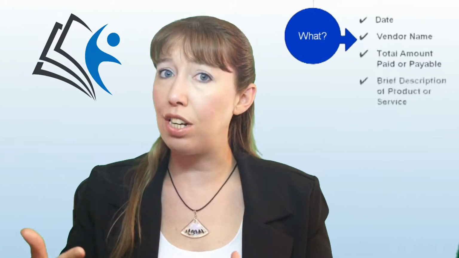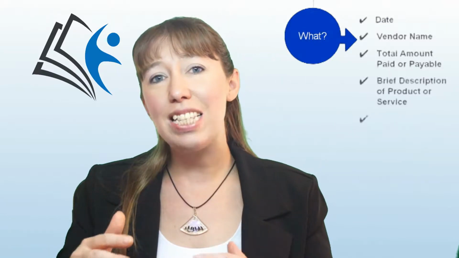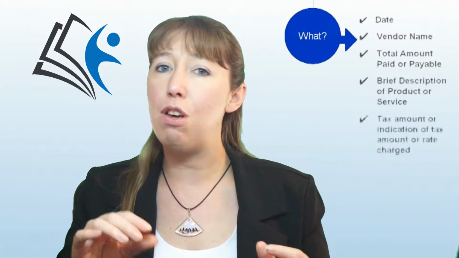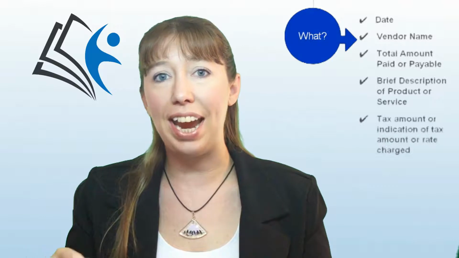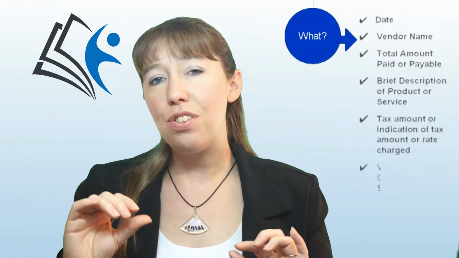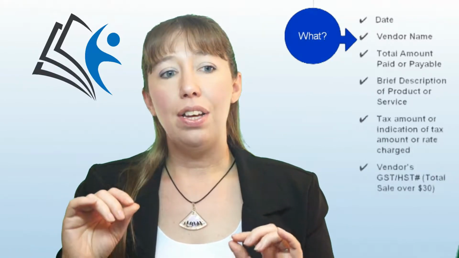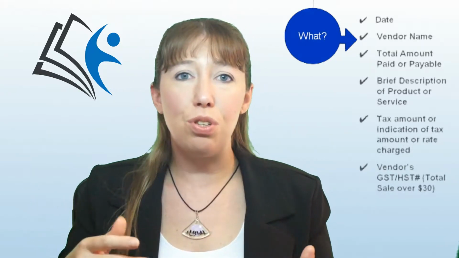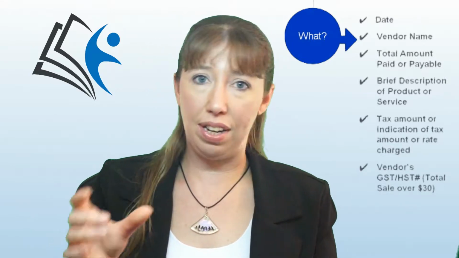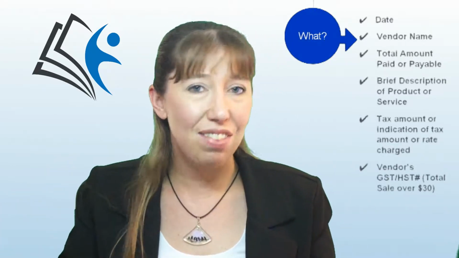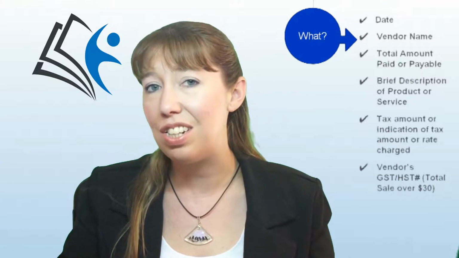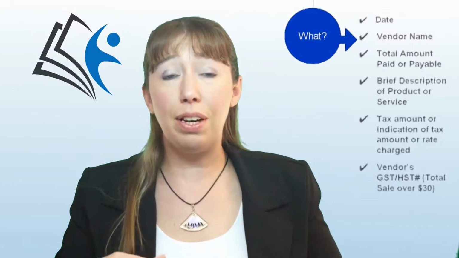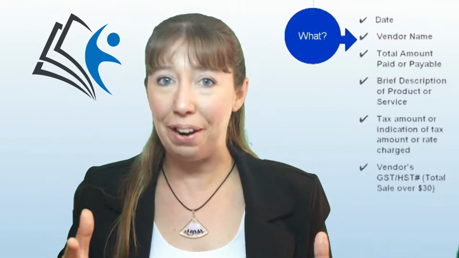The total amount paid or payable. A brief description of the product or service. Now, the tax amount or the indication of the amount or the rate charged, okay? The vendor's GST HST number. So that, of course, is for a sale over $30, but even if you go to a grocery store and get like a $5 receipt, you'll see that they have their GST HST number right on there as well. And this is a very important point because not everybody knows this part.